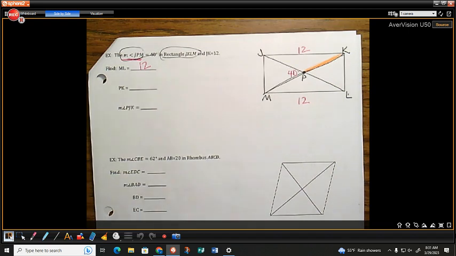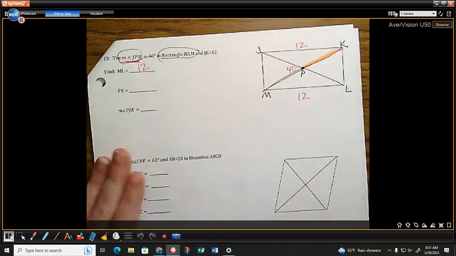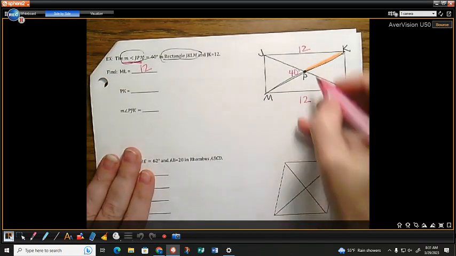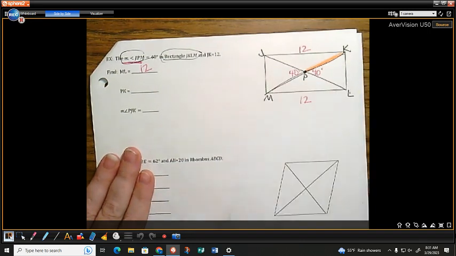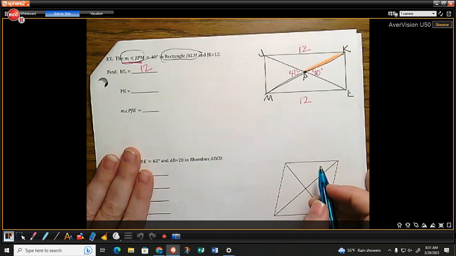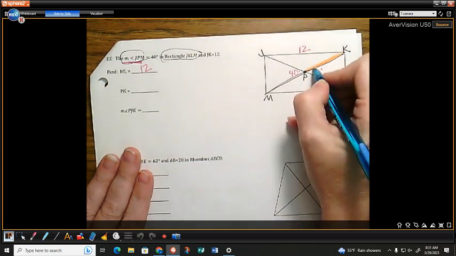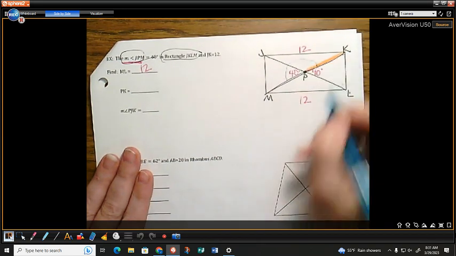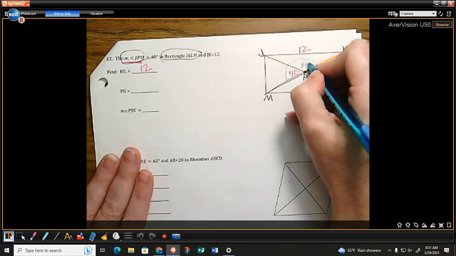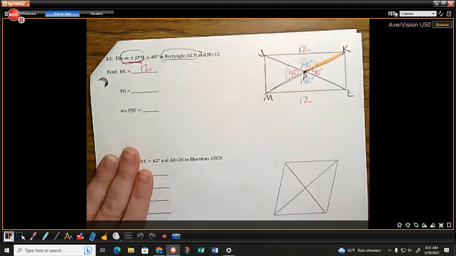If you're getting stuck and you're not sure what to do, start filling in anything else you can figure out and see if that helps you. So what can you figure out about this picture? Is KPL 40? KPL will be 40 because those are vertical angles. What if this would be 140? Yeah, these are a linear pair. So this will be 140 and 140.